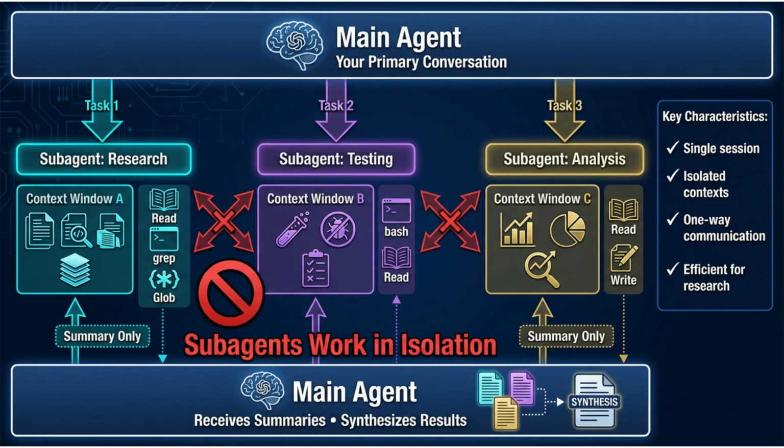The limitation: subagents cannot talk to each other. Spawn 3 to research different code areas. They work independently. Subagent 1 has no idea what Subagent 2 discovers. All coordination happens through the main agent. This isn't a bug, it's the feature. Isolation makes subagents efficient for research, exploration, and focused tasks where you only care about results, not process. You're trading collaboration for efficiency.